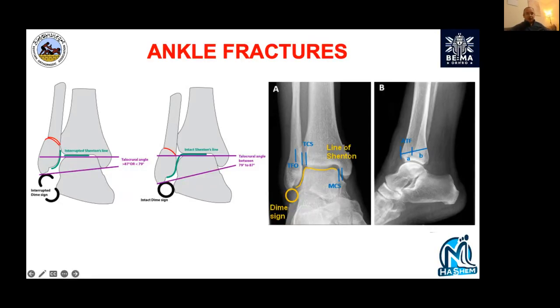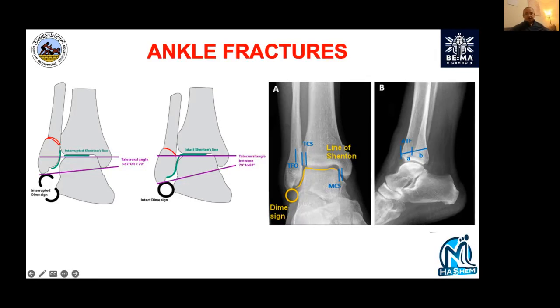So again, when we have a look, firstly, we're looking into the medial clear space, looking into the intact Shenton line, looking into the dime sign to diagnose if there is fibular shortening. Then we measure the talocrural angle, so a line along the talar dome, a perpendicular line on it, and then a line across from the tip of the medial to the tip of the lateral malleoli, and we measure the angle between this line and the perpendicular line on the Shenton line. This angle should be about 80. If it's below 79 or more than 87, we know that the fibular length is not right. If it's less than 79, this means the fibula is long. If it's beyond 87, this means the fibula is short.